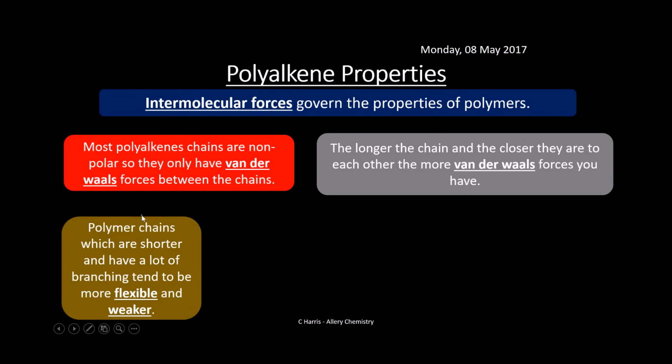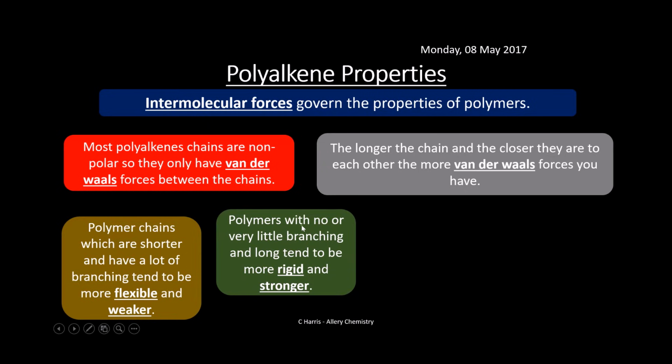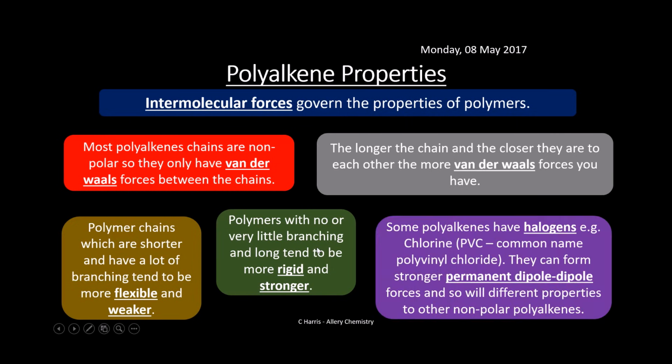Chains which are shorter and have a lot of branching, remember branching means they can't pack together as closely, tend to be more flexible and weaker. They're not as strong as your longer chains, which are more straight. So polymers with no or very little branching, and long, tend to be more rigid and stronger. As long as you can identify the properties of these and what it means in terms of the molecule, then that's the main thing.